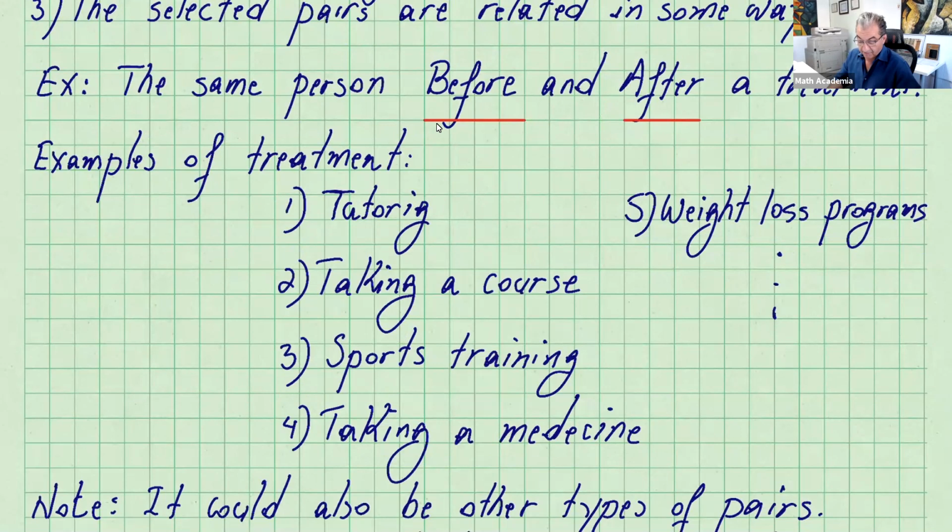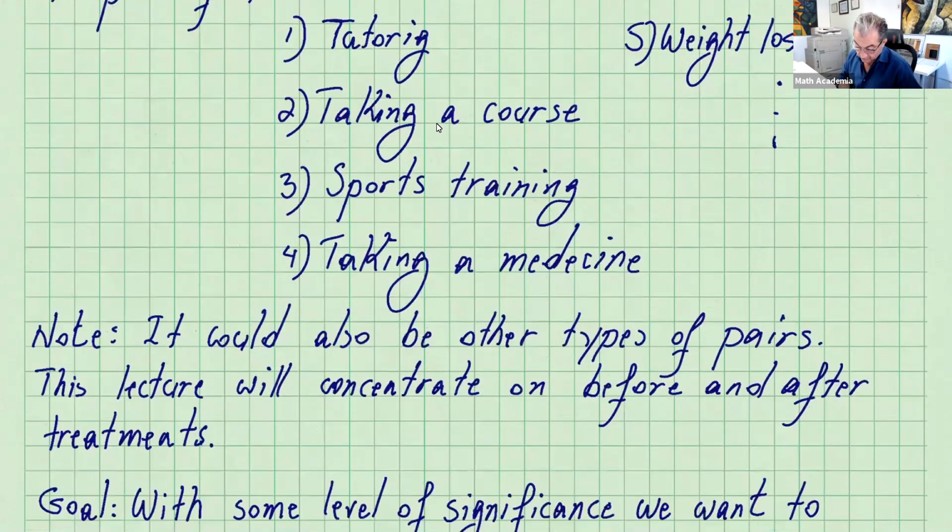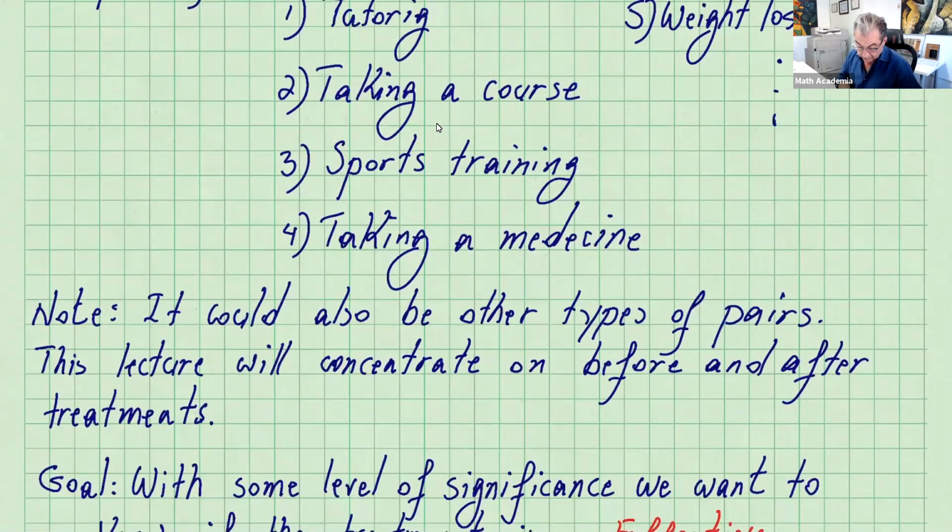So you have the sample, or even if we talk about one person, the person before and after the treatment. So that's what we're going to be testing in this lecture. Now I put a note, there would also be other types of pairs, but this lecture will concentrate on before and after treatments.